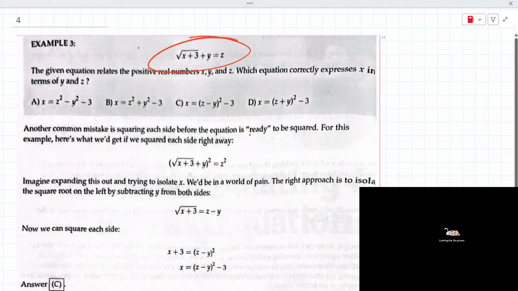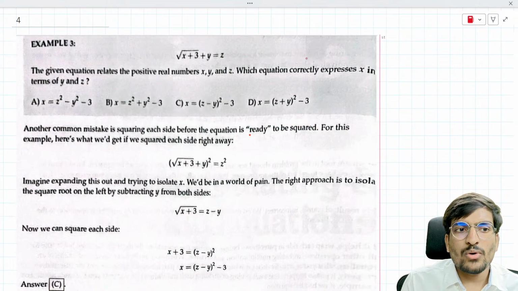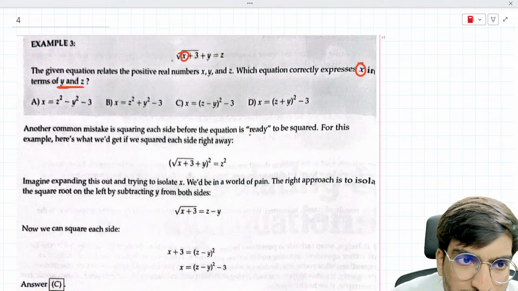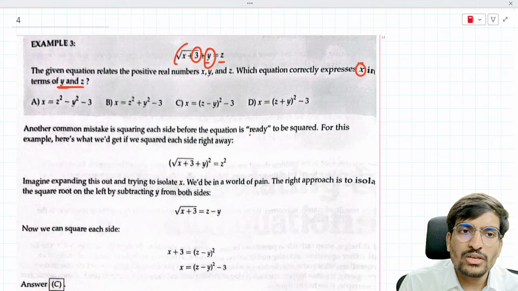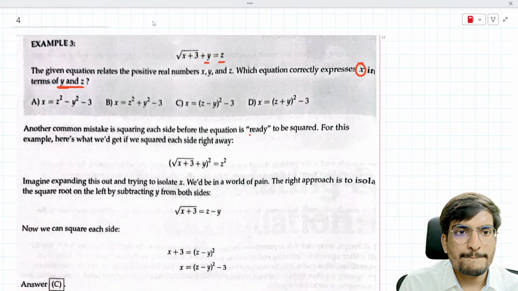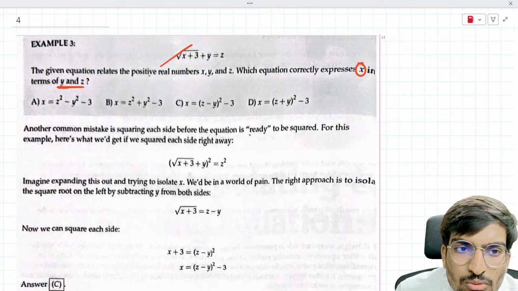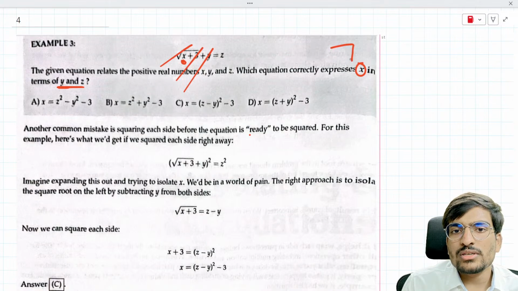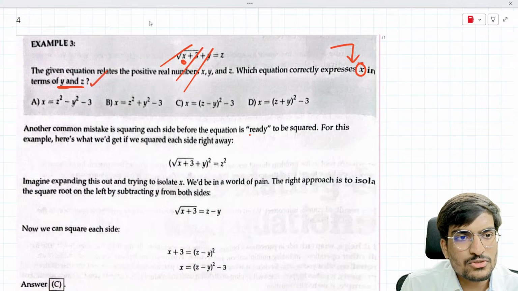So here you have a question and you have to get one of the options. The main question is you have to express x in terms of y and z. You want only x, you don't want y, you don't want 3, you don't want this root. So how can you do that? You just try to eliminate the root, try to eliminate 3, try to eliminate y, and you will get the x value. That's what they're asking us to find: the value of x in terms of y and z.